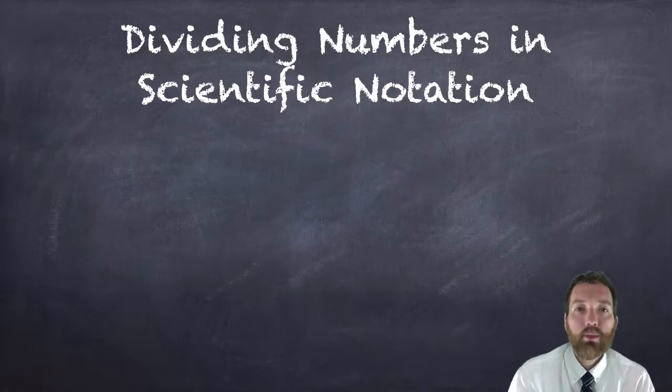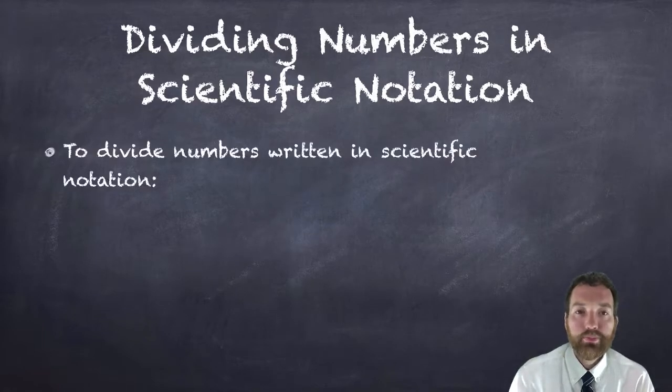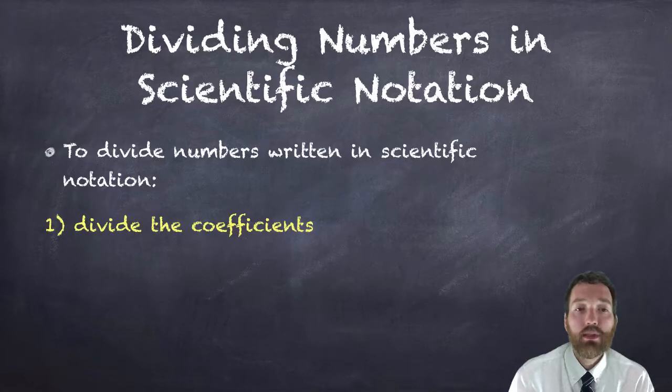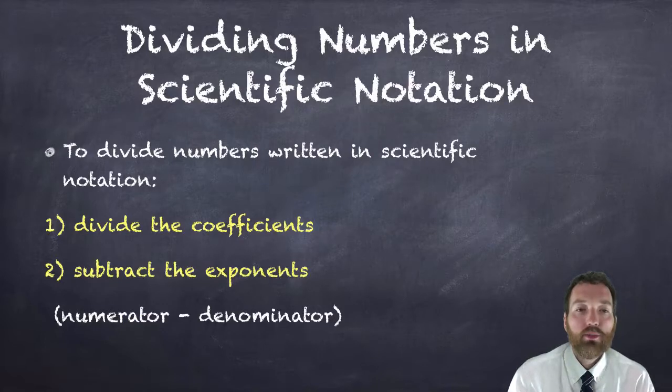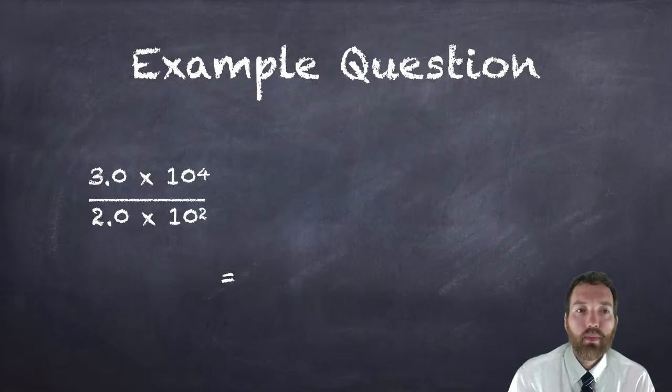Next is dividing numbers in scientific notation. So to do this, all you have to do is divide the coefficients and then subtract the exponents. Okay, you always want to subtract the numerator from the denominator. Okay, so here is my example question, 3.0 times 10 to the 4 and 2.0 times 10 to the 2.